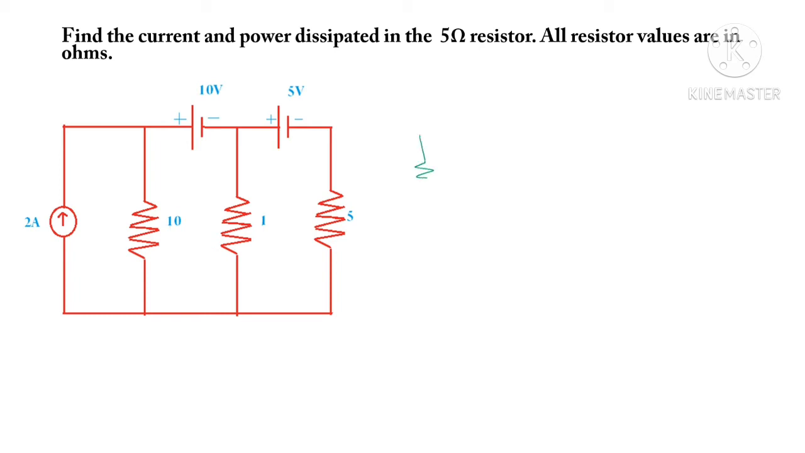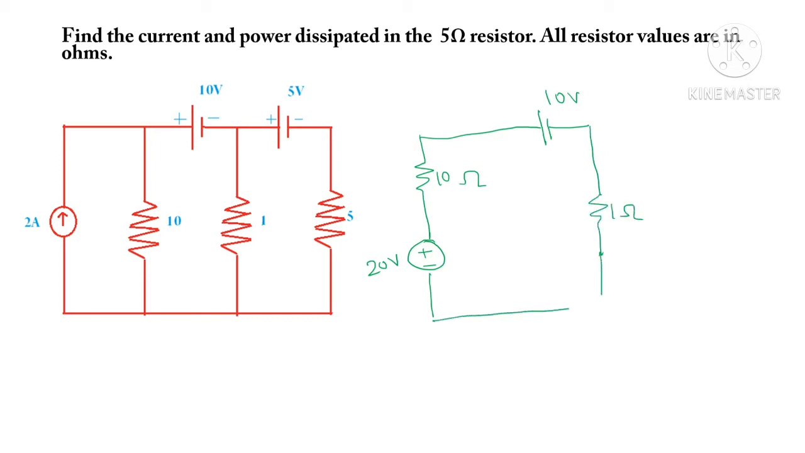After the source transformation, the circuit appears like this. So 2 into 10 is 20 volts. So 20 volts in series with 10 ohm resistor. Then we have a voltage battery of 10 volt. We have a 1 ohm resistor.